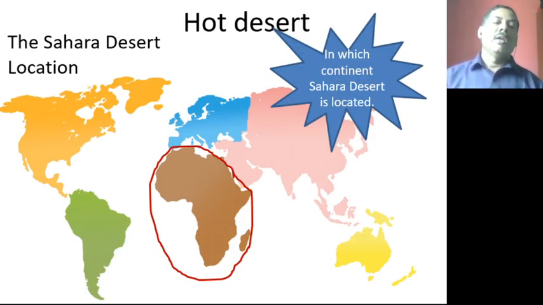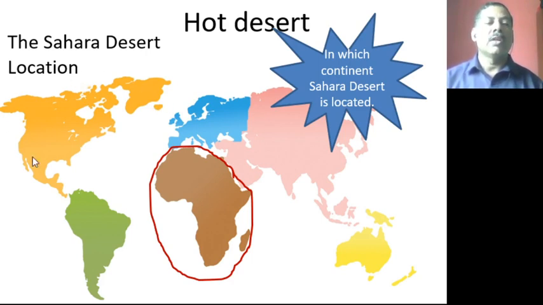See today the hot desert. For example, the hot desert is the Sahara. Now, where is the Sahara desert located? In which continent is the Sahara located? You know, in the 6th standard, you studied almost all the continents of the world.